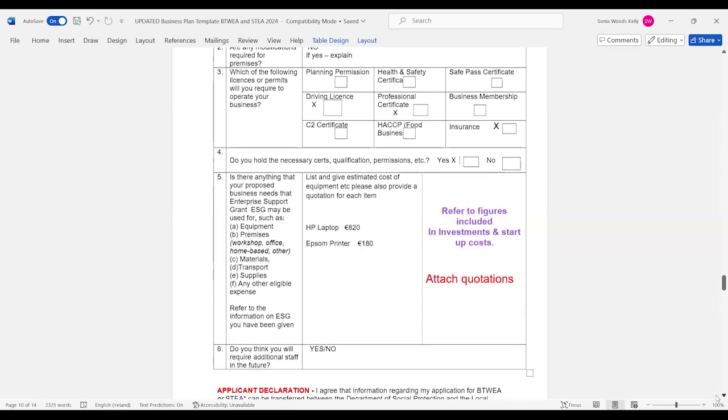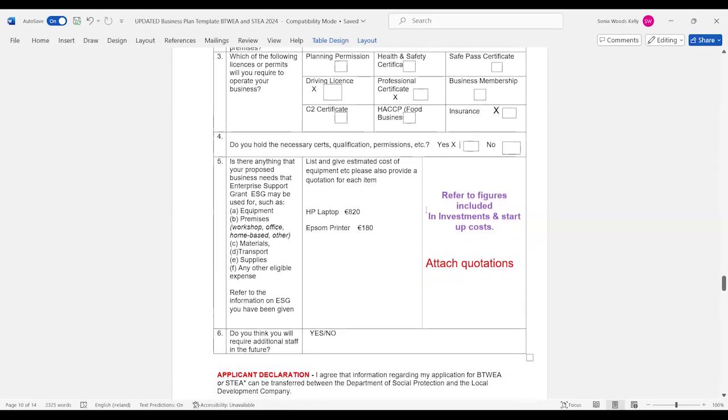The next question in this section asks, is there anything that your proposed business needs that the enterprise support grant may be able to fund? So you should familiarize yourself with the funding that is available under the enterprise support grant. And it gives funding for items such as equipment, premises, material, transport, supplies, and any other expenses.